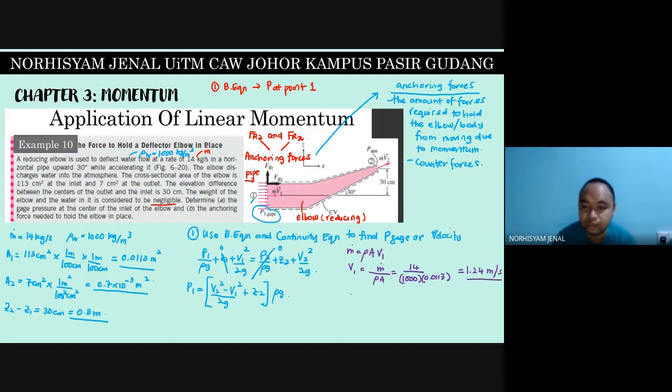All right, how about V2? V2 is equal to mass flow rate divided by rho A2. So equals to 14 divided by 1000 divided by 0.7 times 10 to the power of negative 3. So it will become 20 meter per second.